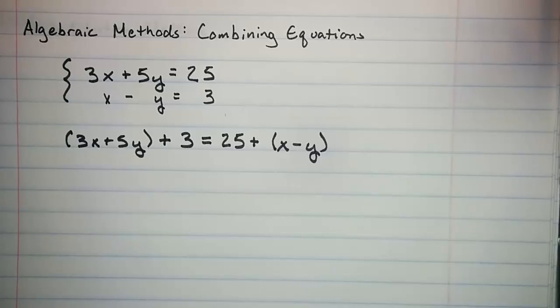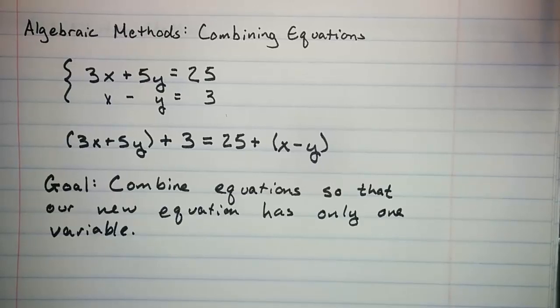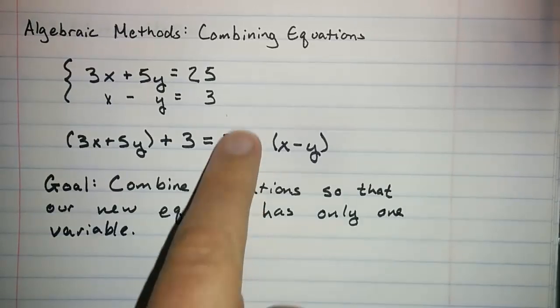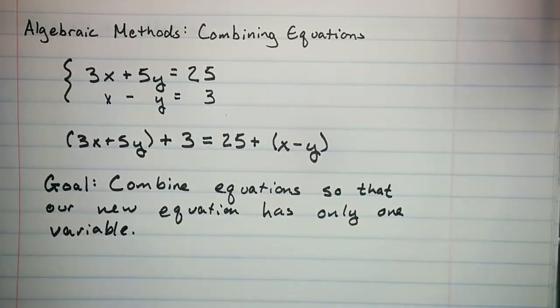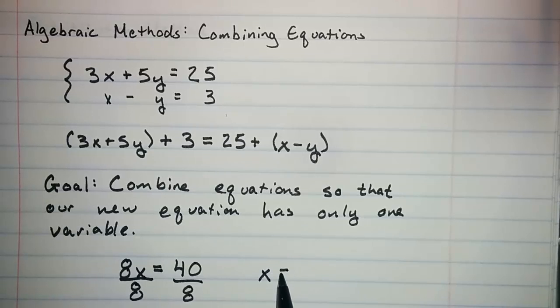What our goal should be is to combine our equations in such a way that whatever equation we end up with has only one variable. So, what if I told you that whenever these two equations are true, it is also the case that 8x equals 40? Well, then you'd know what to do, right? If 8x equals 40, we divide both sides by 8, and we get x equals 5.